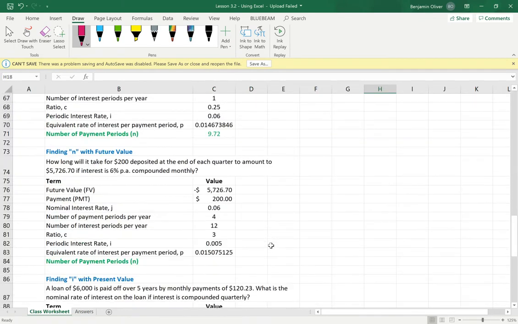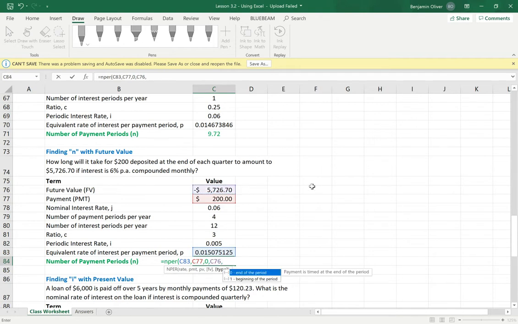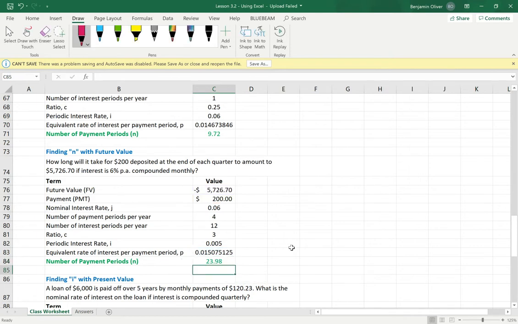So if we scroll back down, our last item to calculate is the number of payment periods. Again, equals NPER, bracket. We start with our rate, which again is our equivalent rate, not the periodic interest rate. We select our payment next, $200. We don't know the present value, it's what it's asking for, so we type in 0. Now we do know the future value, the next variable it asks for. So you select that cell, comma. And again, just like all these examples, ordinary general annuity, meaning it's the end of the period, so we type in 0.